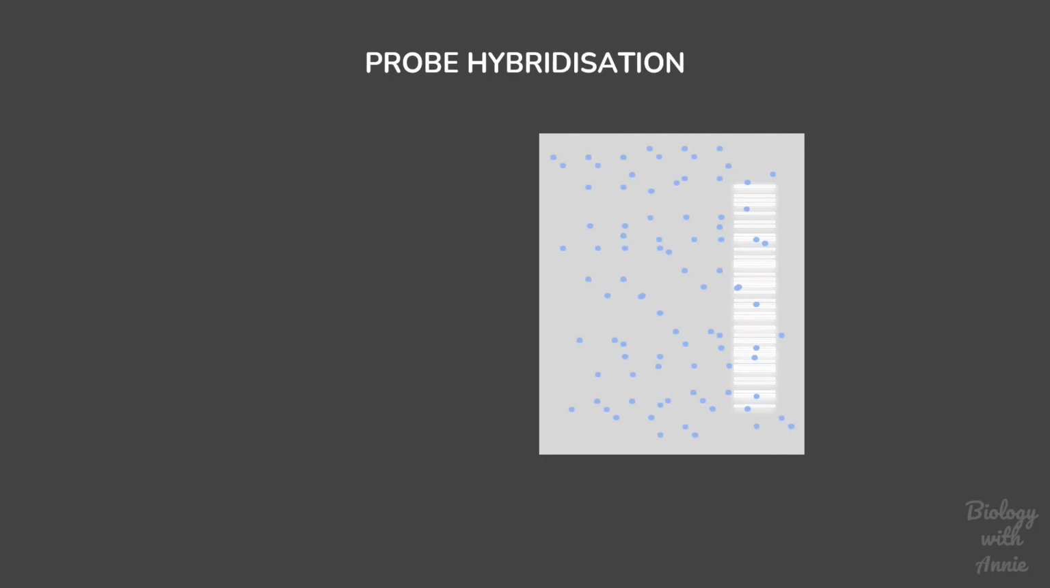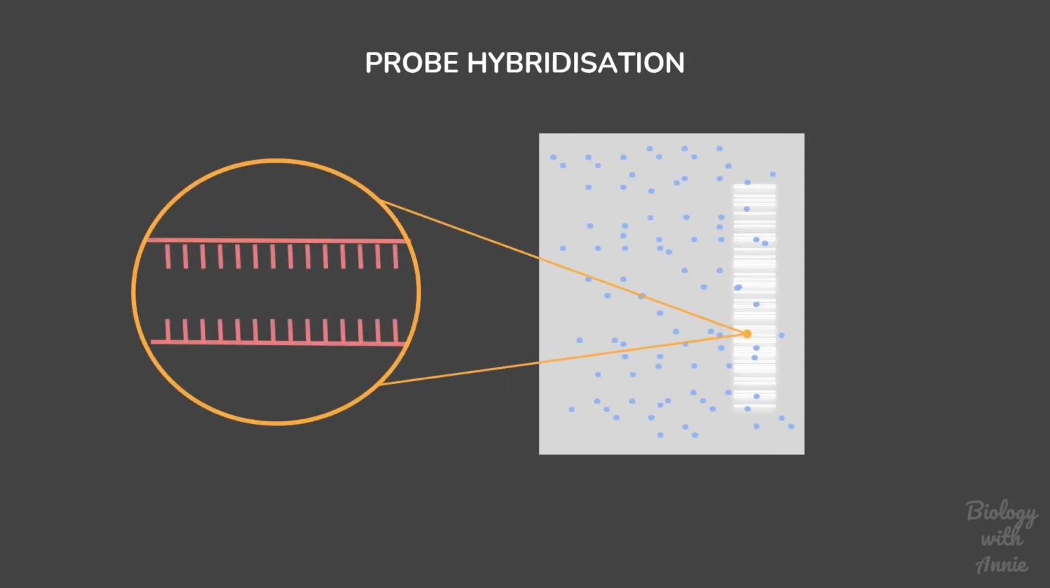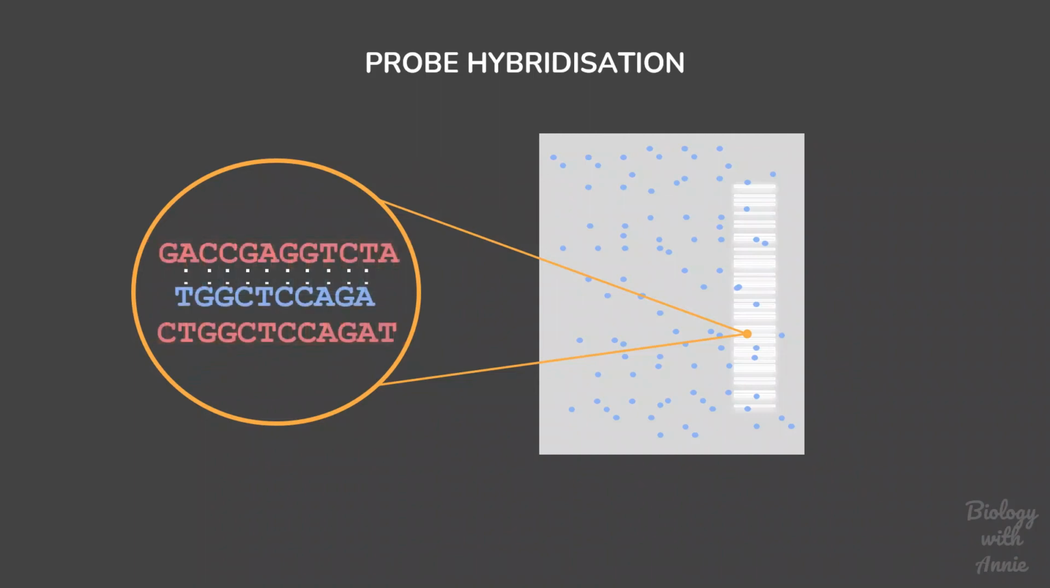And finally, the probe can access the separated DNA strands on the membrane and hybridize or bind specifically to its complementary sequence. Like I said before, the probe has sequences complementary to the VNTR, so it will bind only to the DNA band containing the VNTR. The probe is allowed to bind to the DNA overnight, and the excess unbound probe is washed off.